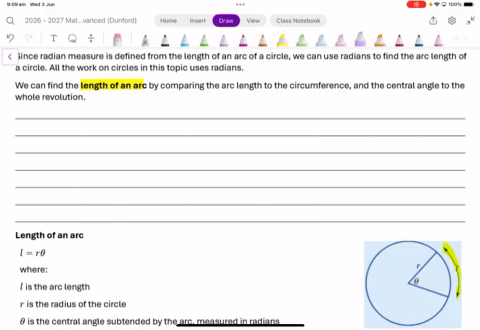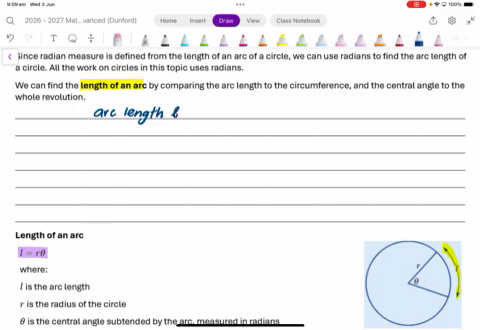Now, the formula that we use for the length of the arc is L for length equals r theta, where r is our radius and theta is our central angle subtended by the arc, as we see in the diagram.